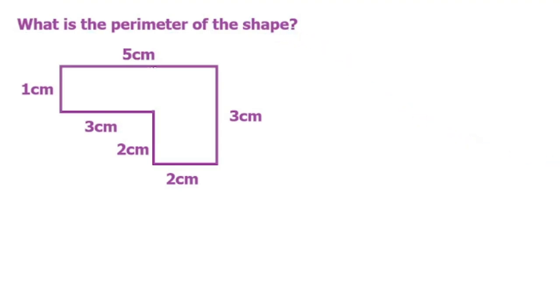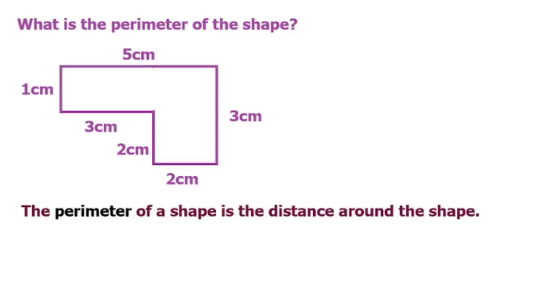So remember that perimeter of a shape is the distance around the shape. So you just have to picture yourself walking along here all the way around. Oh, I walk 5 centimeters. Now I walk 3 centimeters. Now I walk 2 centimeters. Now I walk 2 centimeters. I walked another 3 centimeters. And I walked 1 centimeter. And I'm back to where I started. So all it is, is calculating the total amount of centimeters that you walked around the whole entire shape.